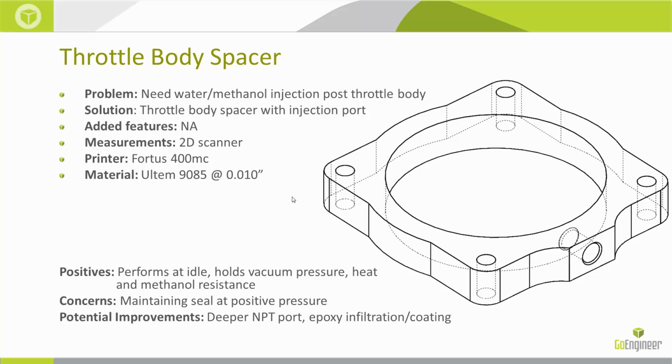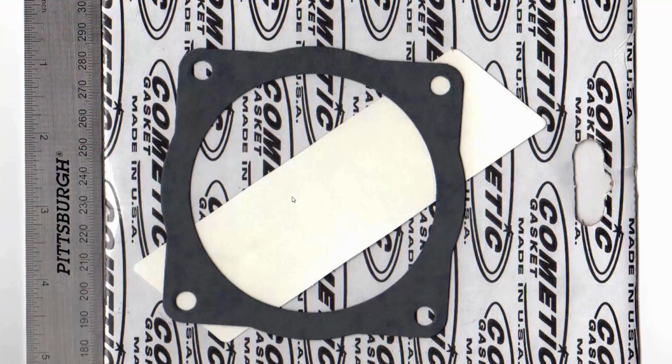So I created this from a 2D scan, and that's what you're looking at here. The 2D scan is actually of the gasket that I had to purchase to mate up between this part and the throttle body, and this part and the intake manifold. So the gasket's a perfect match. I popped this in my scanner, put a ruler in there as well, and just scanned this. I took the scan and brought it into SolidWorks.